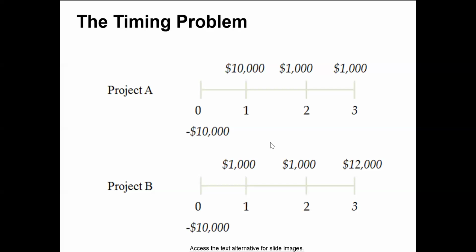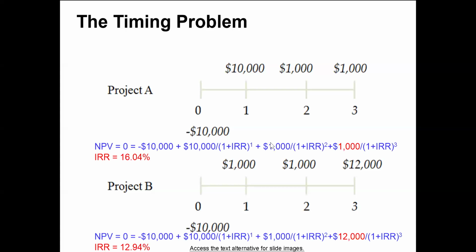All right. Let's see the formula for project A. With the formula of the IRR, you can get an IRR of 16.04%. And for project B, you can get the IRR from the formula like 12.94%. What does that mean? From the IRR point of view, project A seems to be a more profitable project than project B, because its IRR is higher.